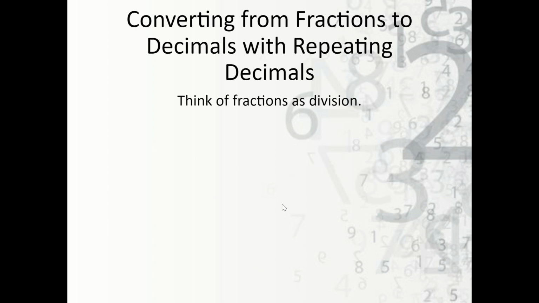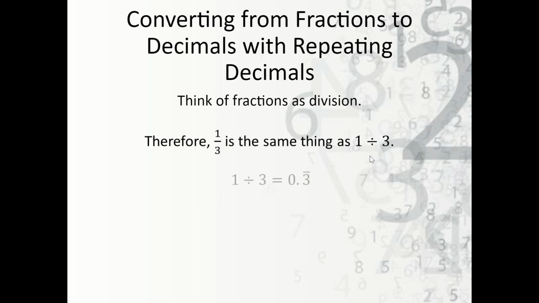Now, how do we convert from fractions to decimals with repeating decimals? Again, think of fractions as division. So 1/3 is the same thing as 1 divided by 3. When I put it into my calculator, I get 0.3 repeating.